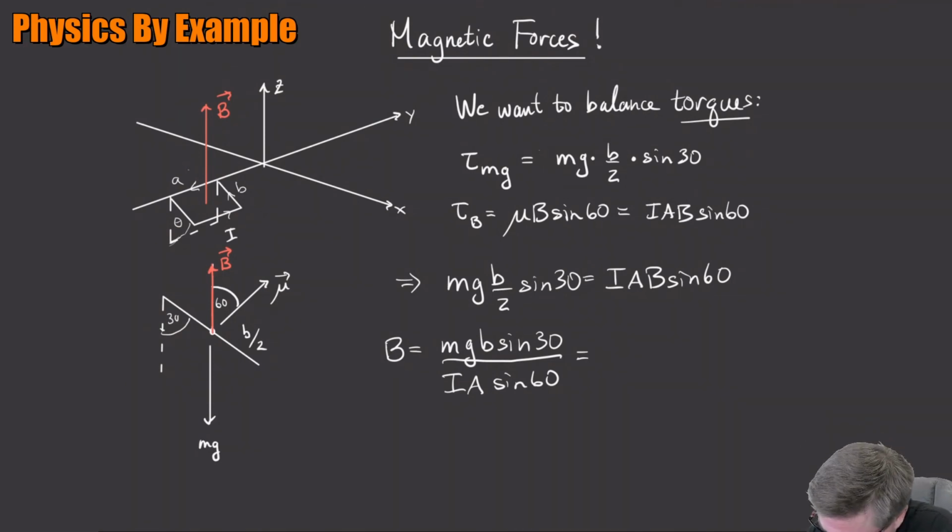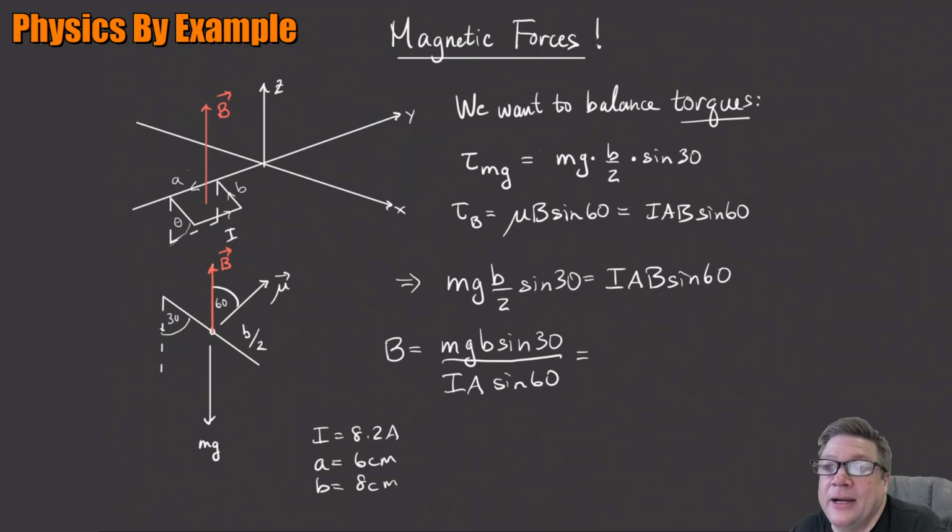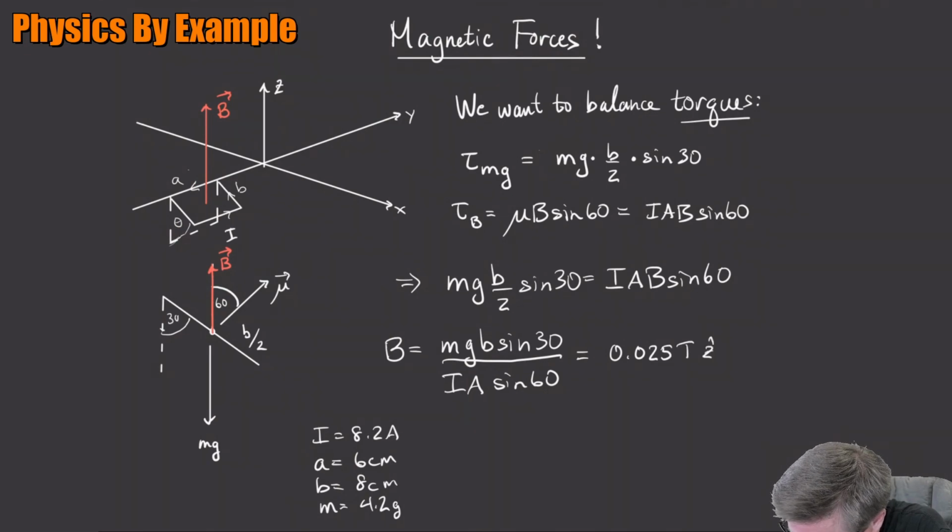And just to put some numbers in, to see how this turns out. I said I was like 8.2. A is 6 centimeters, B is 8. So it's just a rectangular loop. And the mass of this thing is 4.2 grams, just a thin wire. When you plug these things in, what you get is that B was like 0.025 Tesla in the z direction. So if you applied this magnetic field, you can get this thing to swing up and just stay there. This is how you would balance magnetic torques and gravitational torques.